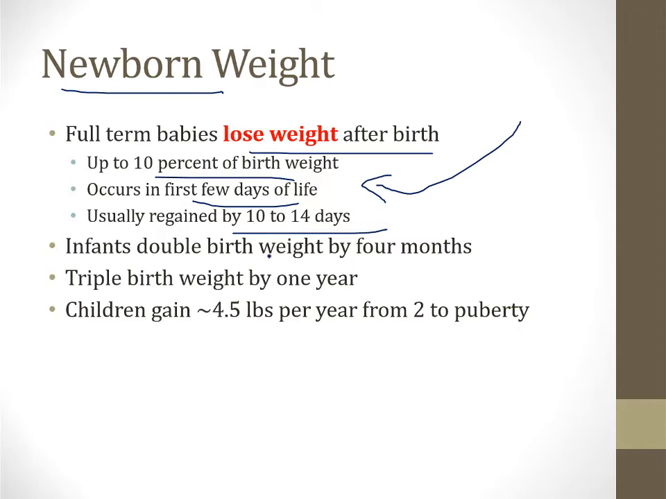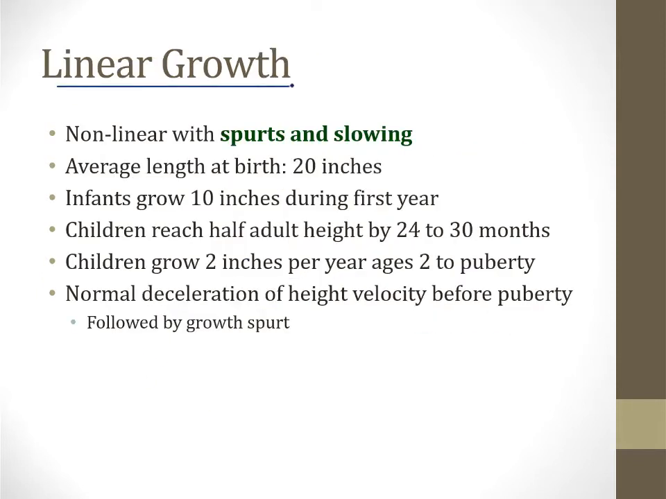After the newborn period, infants grow very fast. They double their birth weight by 4 months, they triple it by 1 year, and children gain 4.5 pounds per year from age 2 until puberty. Linear growth is the growth of the long bones, like those of the arms and the legs. This is what's going to determine how tall a person will ultimately be. And you should know that linear growth is non-linear. Ironically, it doesn't occur in a fashion like this with a steady increase every year. Instead, it occurs in spurts with slowing, sort of more like this.